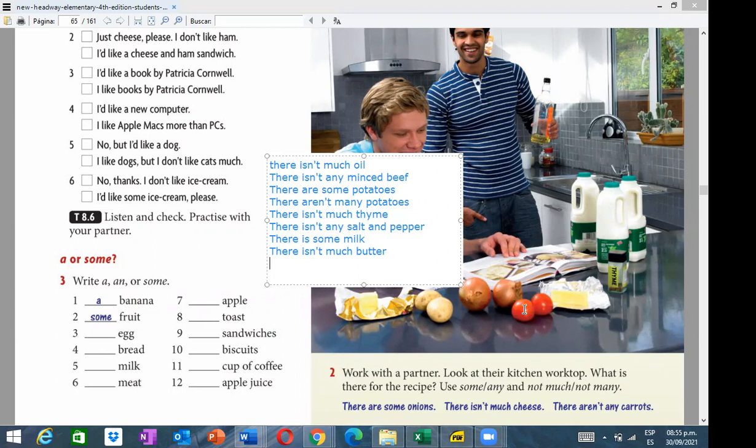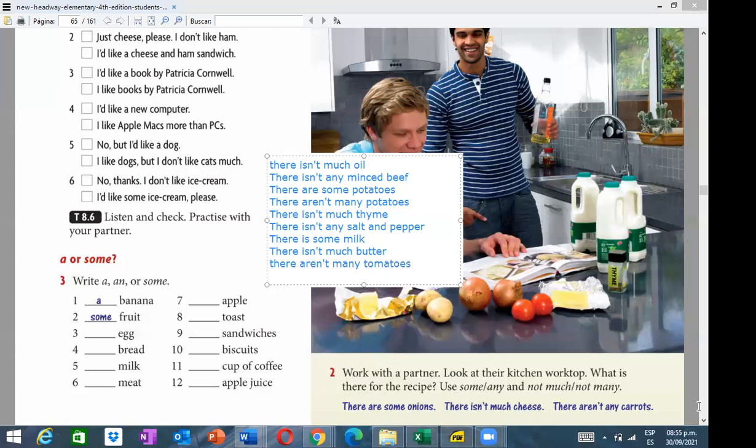Sí. There aren't many tomatoes. Ok, aquí estamos añadiendo el many. ¿Por qué? Porque el many podemos usar con las cosas contables, ¿no? En nuestra oración negativa. Entonces, podemos decir, there aren't many tomatoes, right?